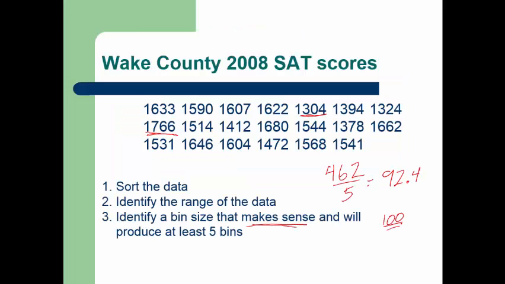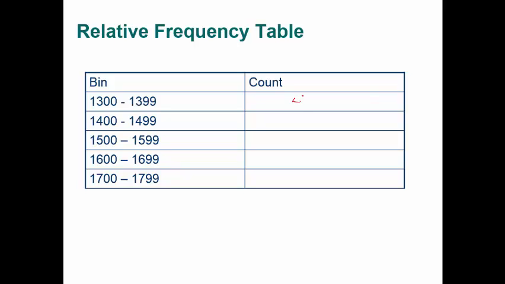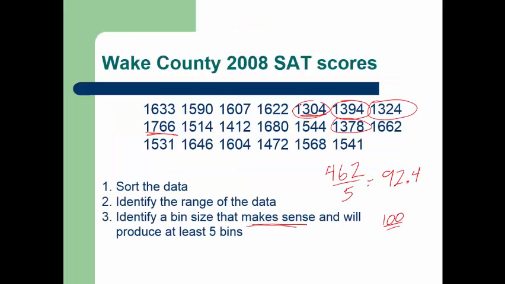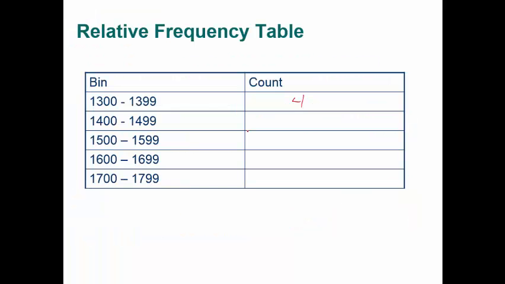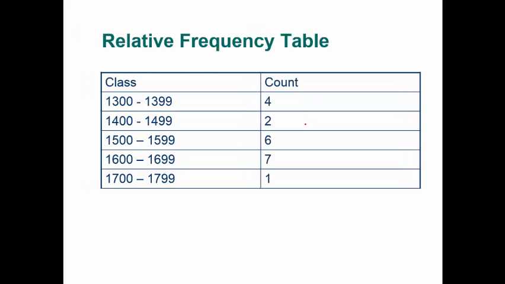So count 1300 to 1400. We had 1, 2, 3, 4 scores, so we'd put a 4 here, and then so on. Going back and forth, there's a 1400, there's a 1400, so there are 2 of those. And as we pick through our data, what we should realize is there were 6 in the 1500s, 7 in the 1600s, and 1 in the 1700s.